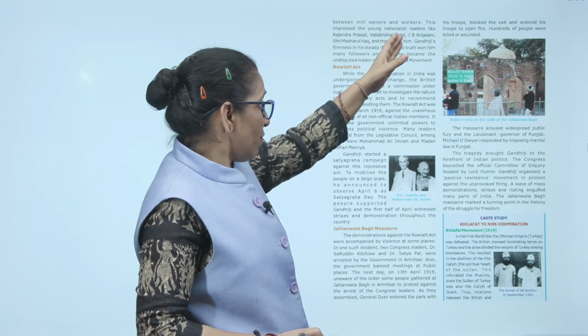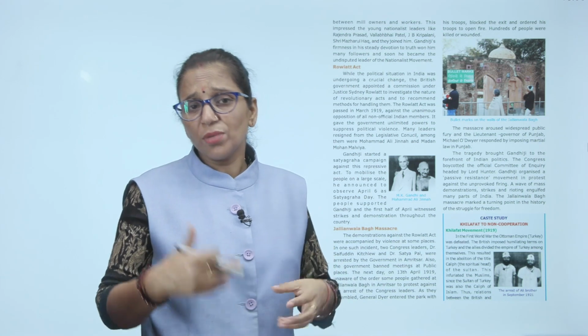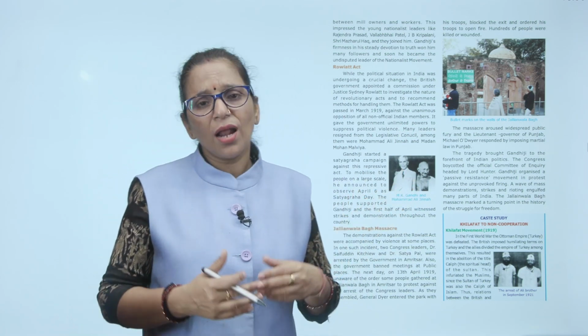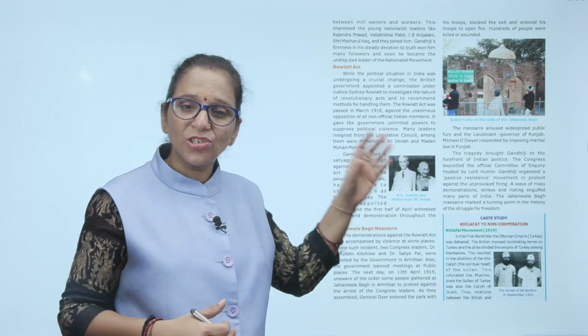Then, between the mill owner and the workers, he brokered an agreement and the mill workers' condition became different. This impressed young nationalist leaders like Rajendra Prasad, Vallabhbhai Patel, J.B. Kripalani, and Mazharul Haq, and they joined Gandhiji. Gandhiji's firmness and steady devotion to the truth won many followers.